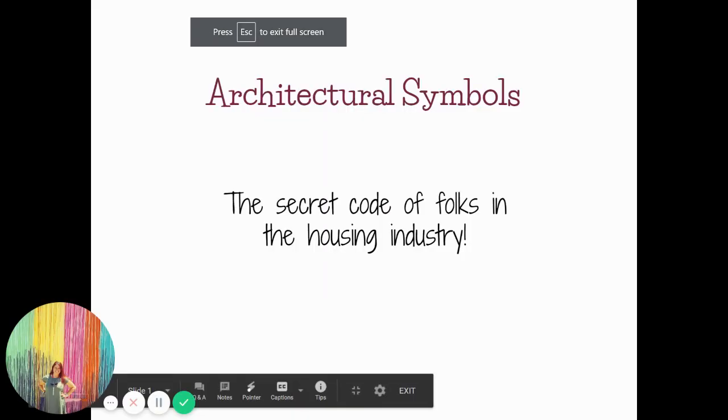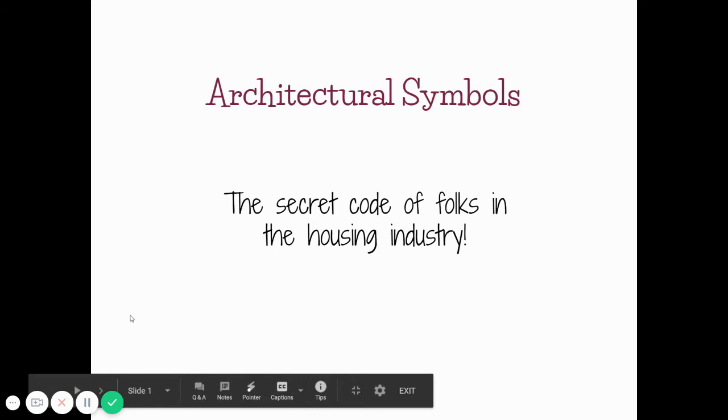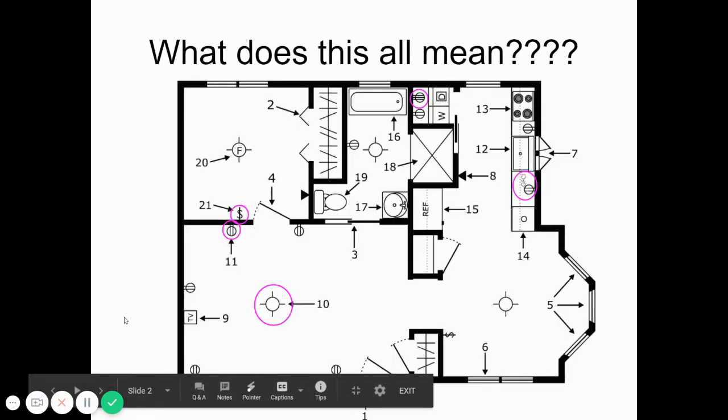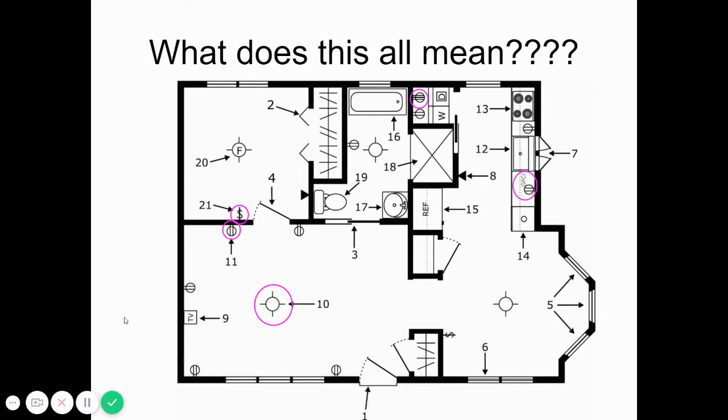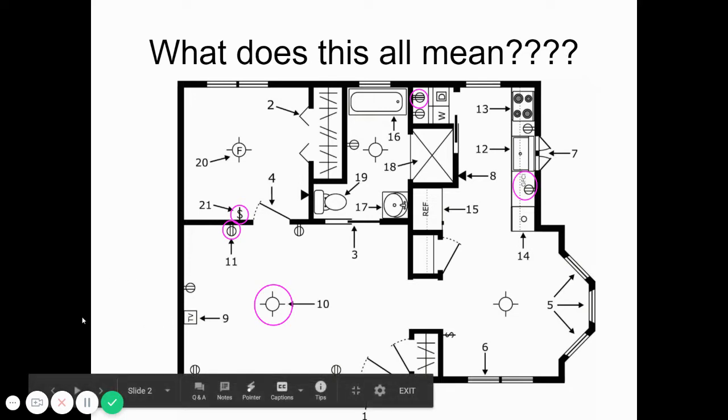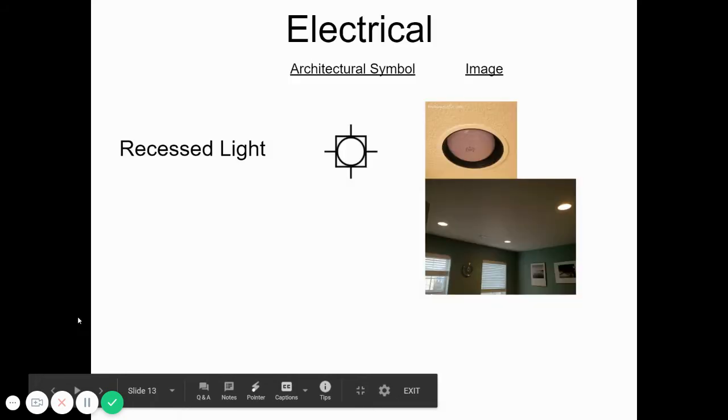Okay, folks, here's your next set of symbols, and we will see how this goes because I'm trying recording a new way. So basically today in this recording, you're going to learn about some of the symbols, well, all of the symbols that are circled in pink, plus a few more that are not on this diagram. It's mainly about electrical symbols.